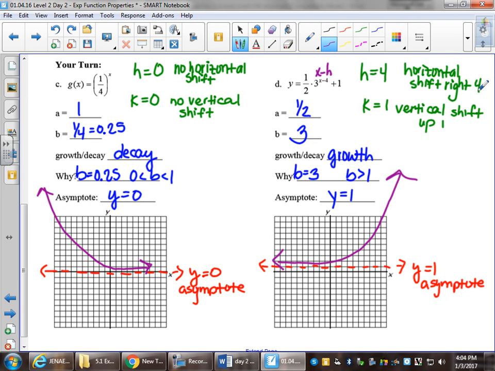That means horizontal shift right 4. And then K plus 1, so K equals 1. That means a vertical shift up 1. That also tells me my asymptote is at y equals 1. So I draw my dashed horizontal line through y equals 1. And then it's growth. So that means left to right, the graph is moving away. Growth means away from the asymptote, left to right.